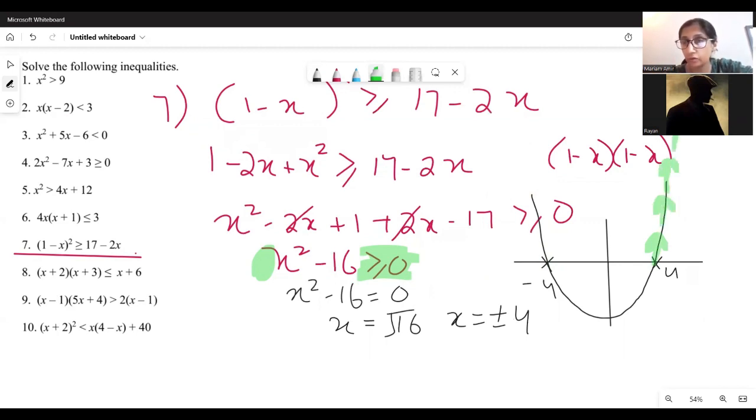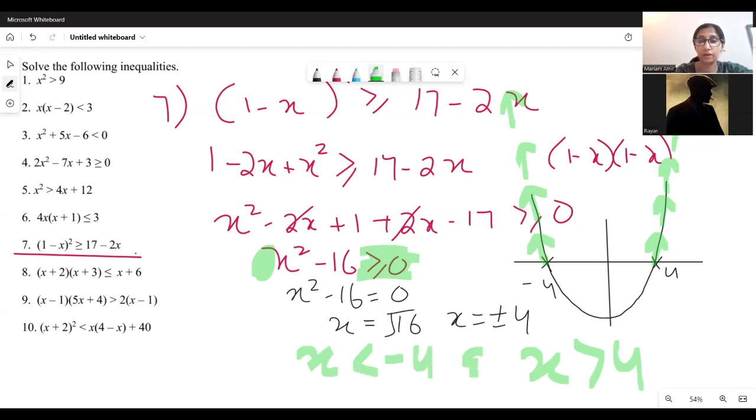So what is happening to the values of x here? They're increasing. So x is becoming bigger than what? 4. Yes, so one of your answers is x is greater than 4. And also the graph is greater than 0 here, but it's decreasing. Here the values of x are becoming smaller because we're going towards the left. Hence x is less than minus 4. These are our two sets of x.